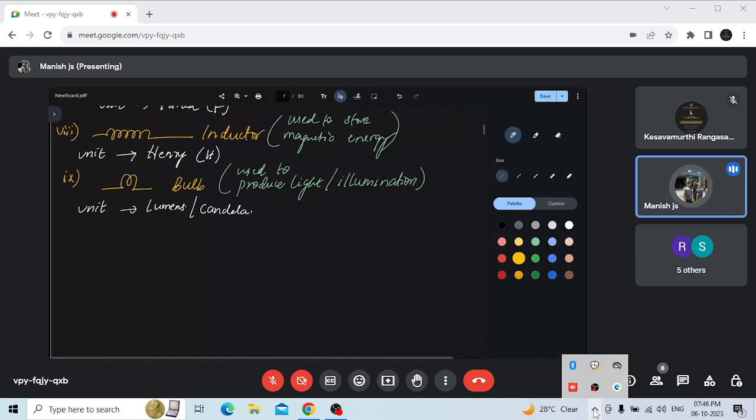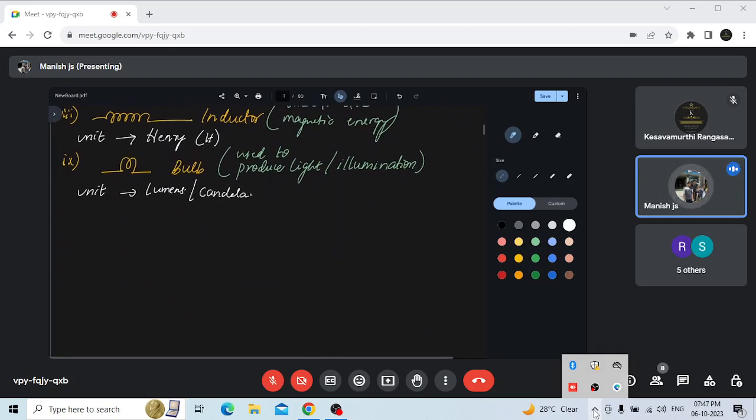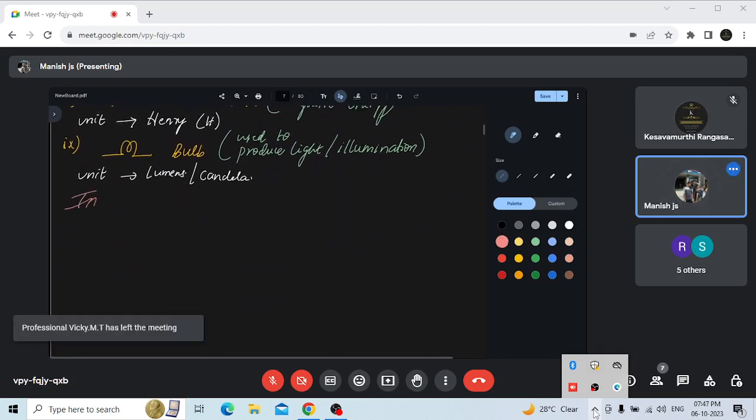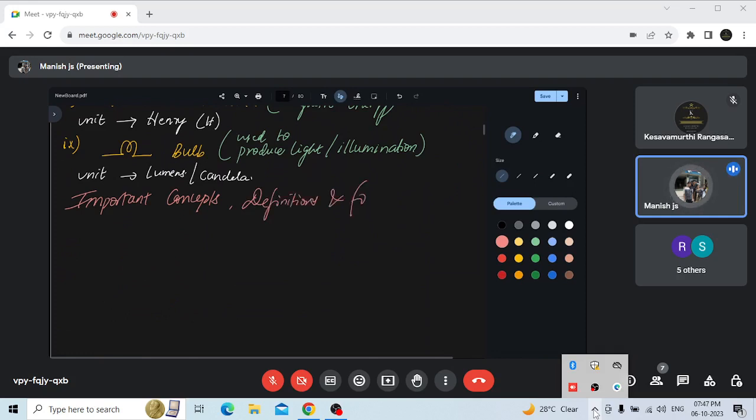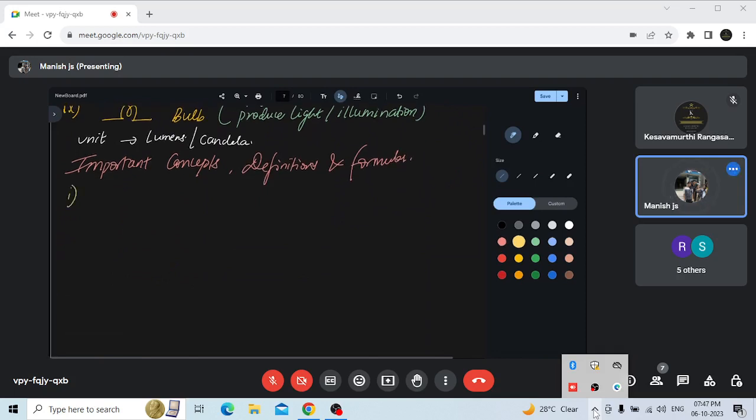Now we are going to see the basic idea. We have looked at basic components. Now we are seeing the formulas, one by one. So, important concepts, definitions, and formulas. We'll see them first one by one. The first one is electricity or electric current. So the formula for electric current, let us start.